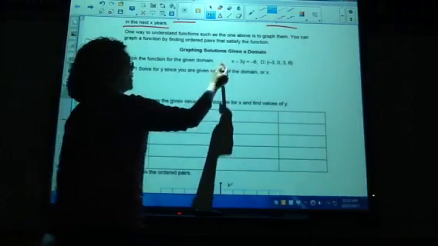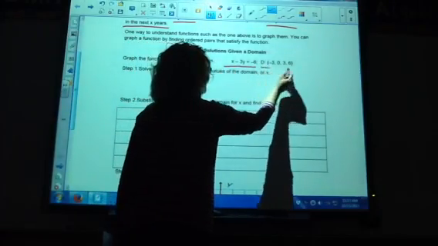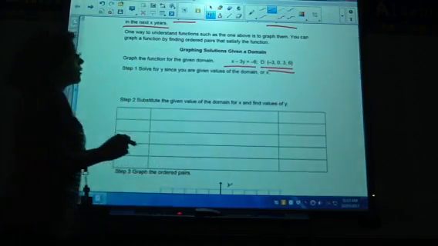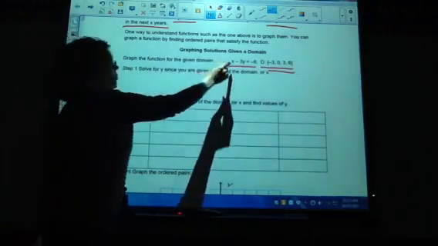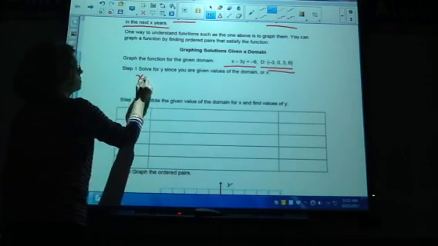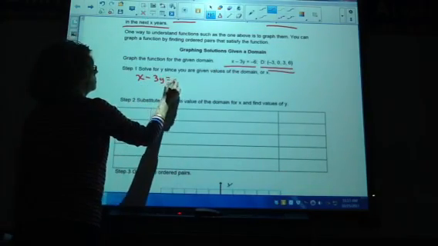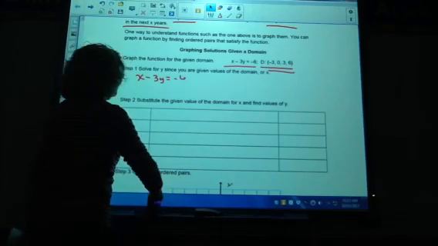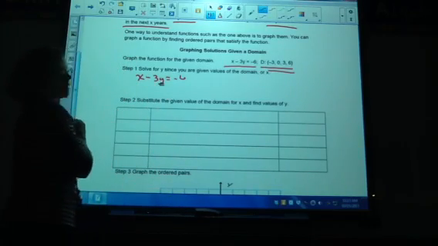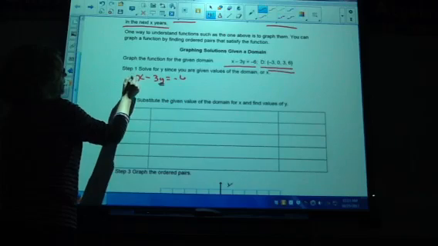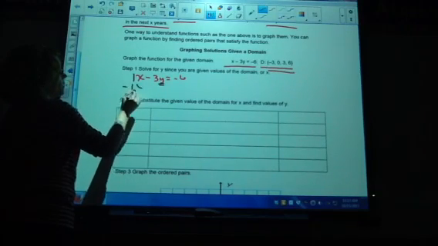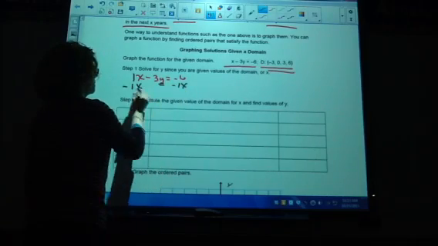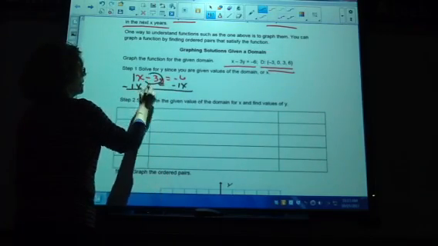Okay, so here's your function, and here's your domain. What we need to do is first solve this equation for y. So we need to isolate this y. So we need to get rid of this positive 1x. Inverse is subtract 1x. Now remember, that's a negative 3.